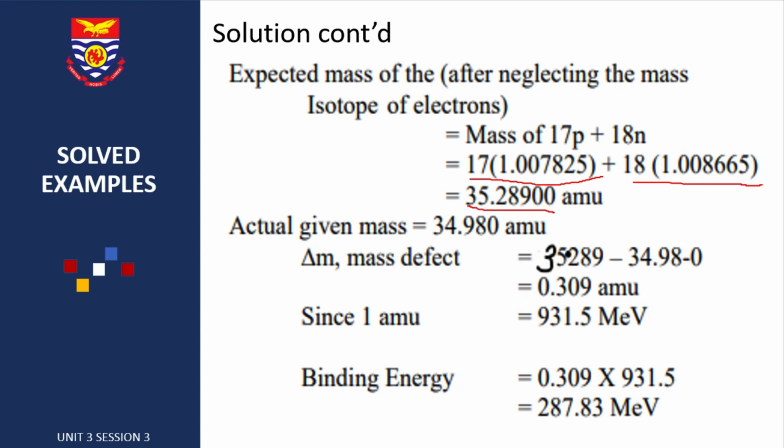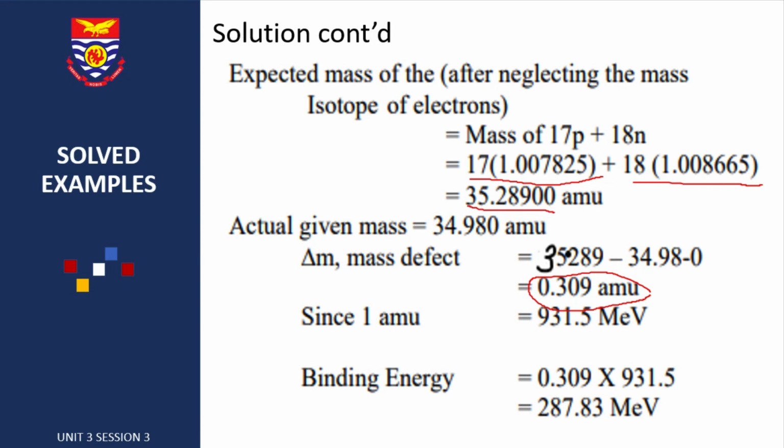We have been given the actual mass of the atom to be 34.980. So to calculate the mass change, or mass defect, we subtract 34.980 from the mass of the nucleons, and that will give us 0.309 amu. But we've been told that 1 amu is equivalent to 931.5 mega electron volts. If that is the case, then we can use ratio and proportion to calculate the binding energy in mega electron volts.